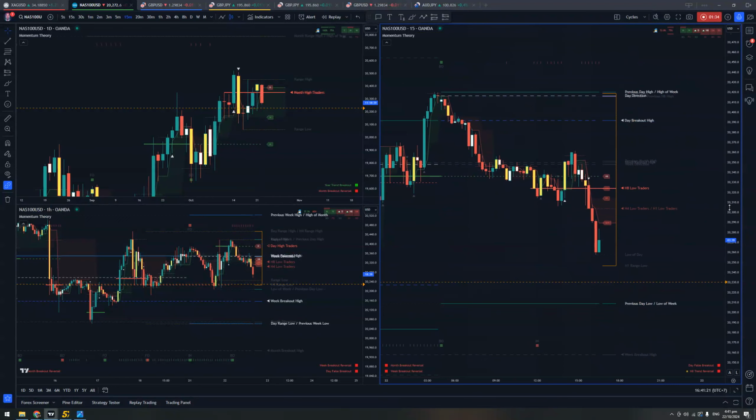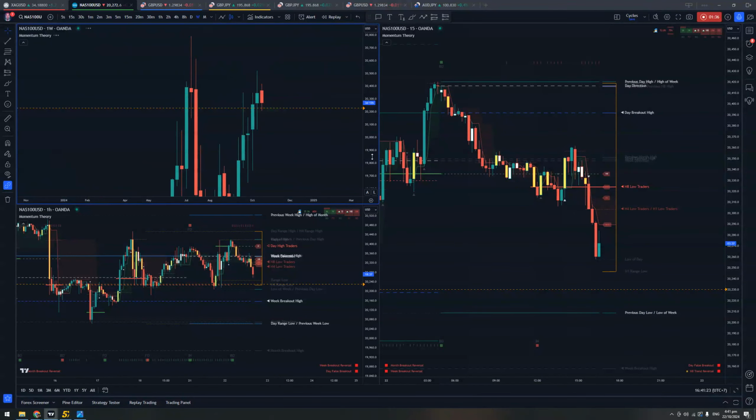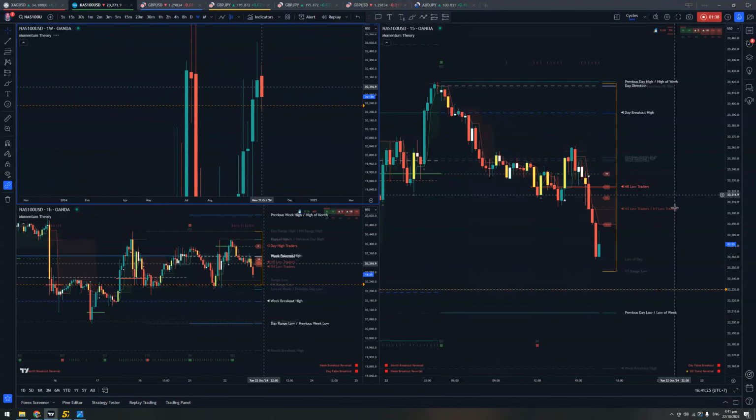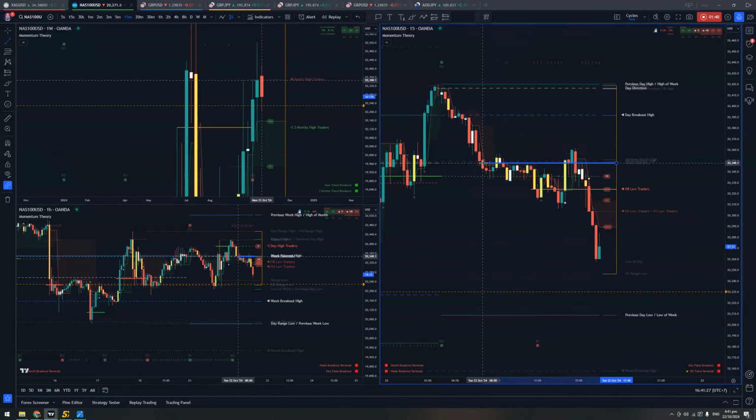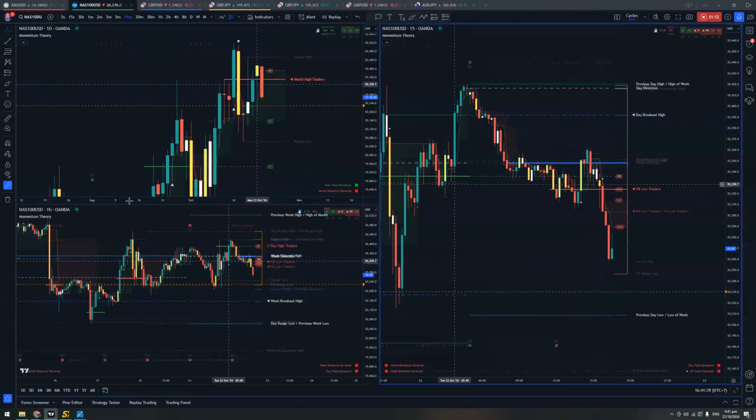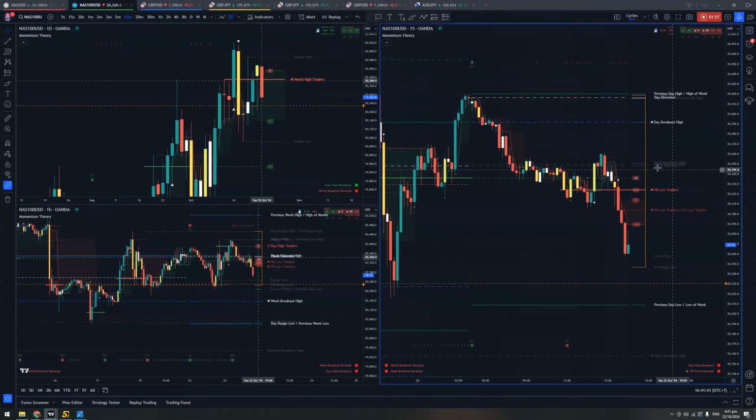Basically, what this means is that the weekly bar has now flipped bearish. Once I see the price get below that week direction level, that means that the current weekly bar has flipped direction. I just need that as confluence. It's not a requirement for my trades, but it's just nice to have.